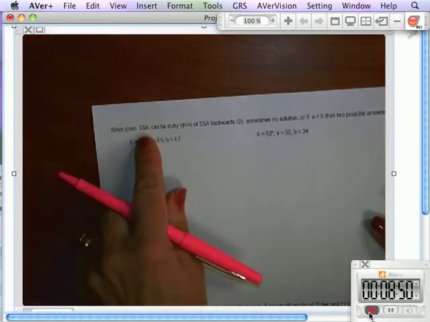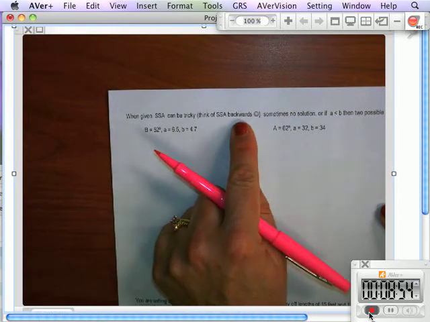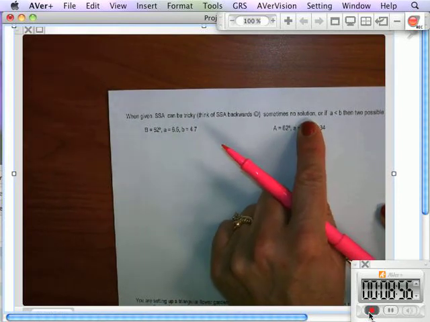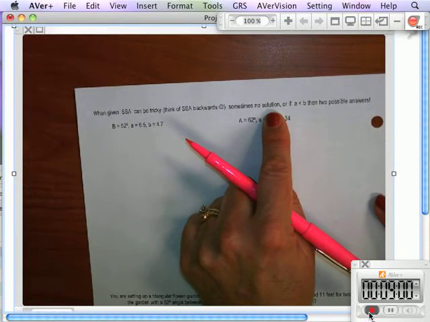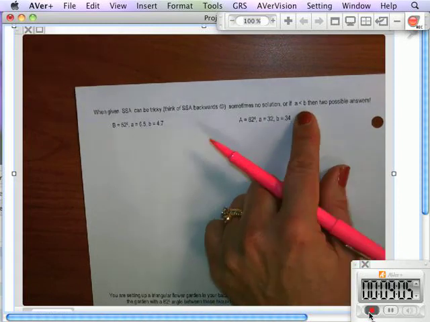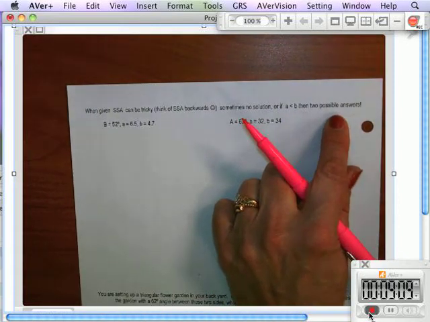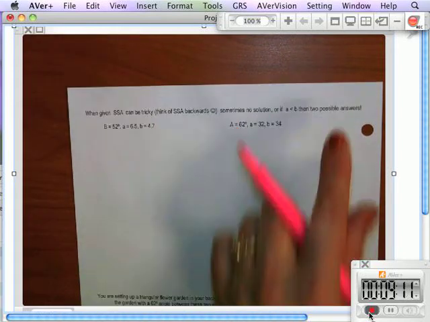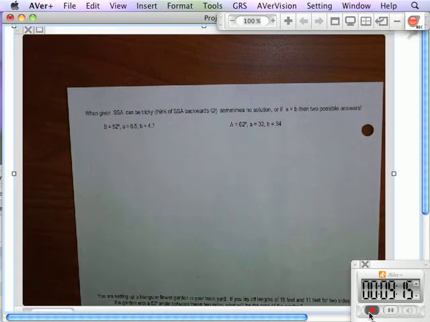When given SSA, it can be tricky. Think A and SSA backwards. Sometimes there's no solution. That's why I refer to it as ASS. Oh wait, I gotta think maybe there'll be no solution with this one. Or if side A is less than side B, then there's two possible answers. So I'm gonna show you this right now. And there's actually an interesting picture in the book, but I'll get back to that.